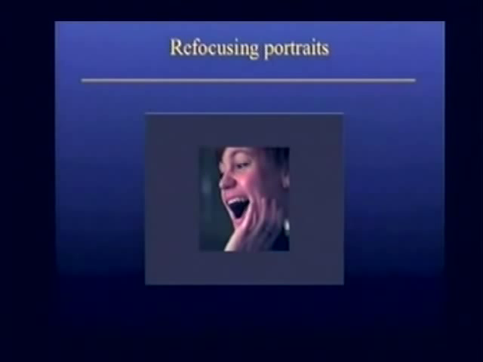So another thing that we can do is we can extend the depth of field. So here's the way the argument goes. If you have a camera with its aperture wide open, you'll get something in focus. So in this case, I guess she's in focus. She's out of focus. Here's a blow up here. Suppose we wanted everybody to be in focus.